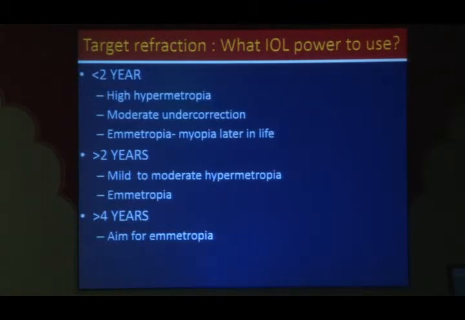So which IOL power to be used? Although each individual case should be customized according to various factors which I'll enumerate in the end, roughly by going through the various studies, the consensus is for children around 6 months, 30% undercorrection. From 6 months to 2 years, about 20% undercorrection. 2 to 4 years, about 10 to 20% undercorrection. And up to 6 years, one may go for 5 to 10% undercorrection. After 6 years, one should go for emmetropia. Although the Western literature is going more for emmetropia at an earlier age. Like AAPOS members have suggested that in children more than 2 years old, they should be aiming for emmetropia rather than leaving them with a hypermetropic error after the surgery.